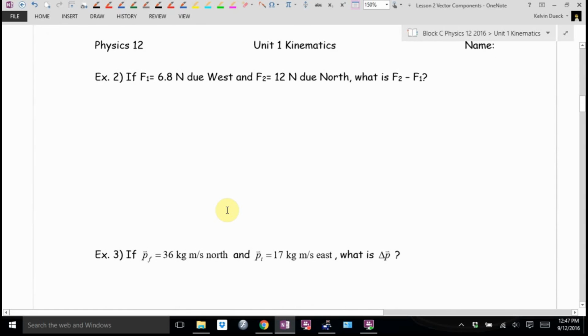Here. If F1 equals 6.8 newtons due west and F2 equals 12 newtons due north, what's F2 take away F1? I've turned the page. I'm going to do a compass rose.